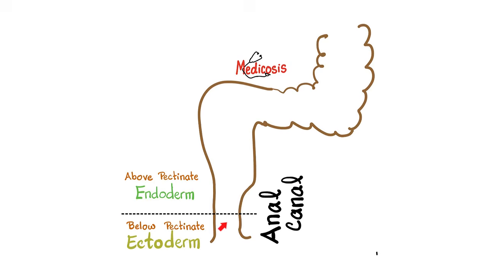Now let's talk about another canal, the anal canal. Above the pectinate line, endodermal. Why? Because it's part of the gut. It's part of the gastrointestinal system, which is endodermal. But the anal canal distal to the pectinate line, or the linea pectinata, is ectodermal in origin because it's part of the skin, and the skin is ectodermal, at least the epidermis is.